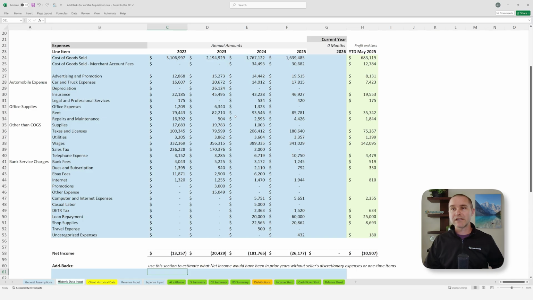And so we'll get into looking through these line by line and hunting for add backs. I'm going to try to point out how an SBA lender would look at this. Would they consider this an okay add back or not?